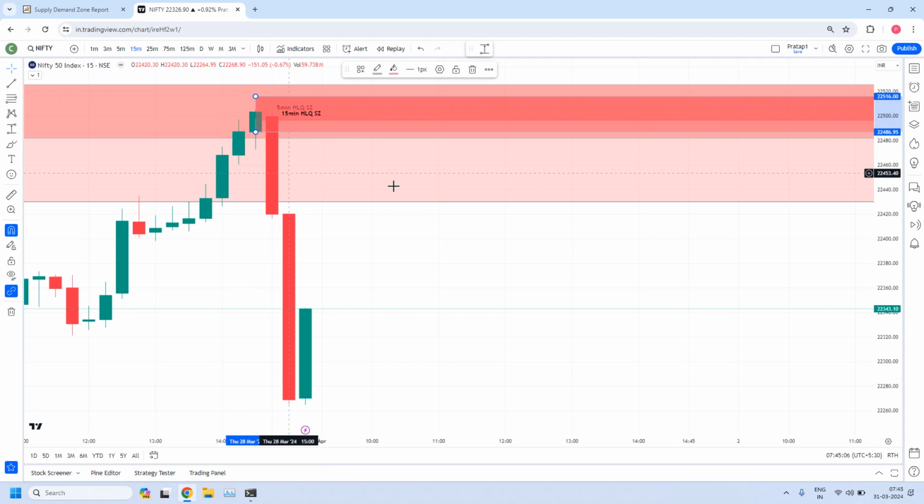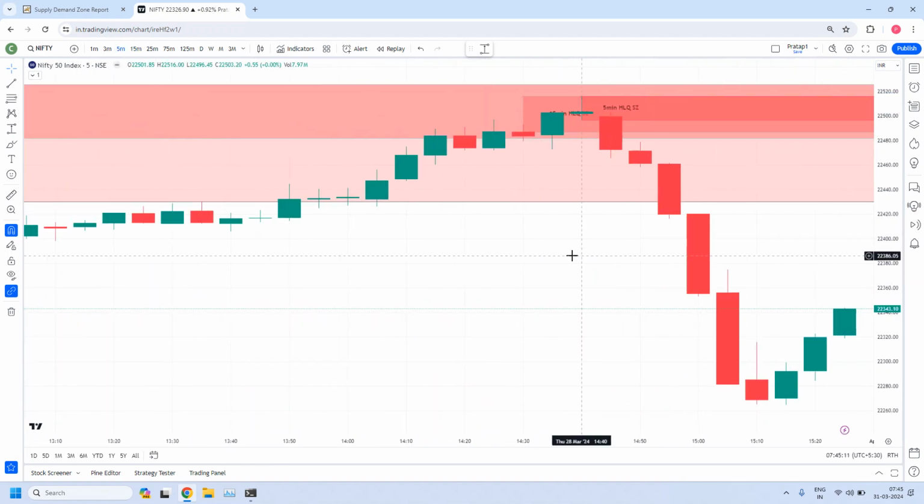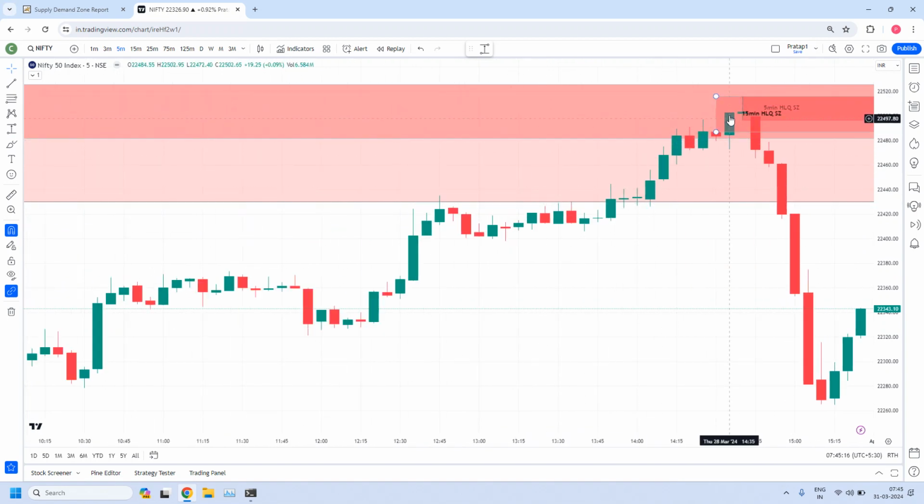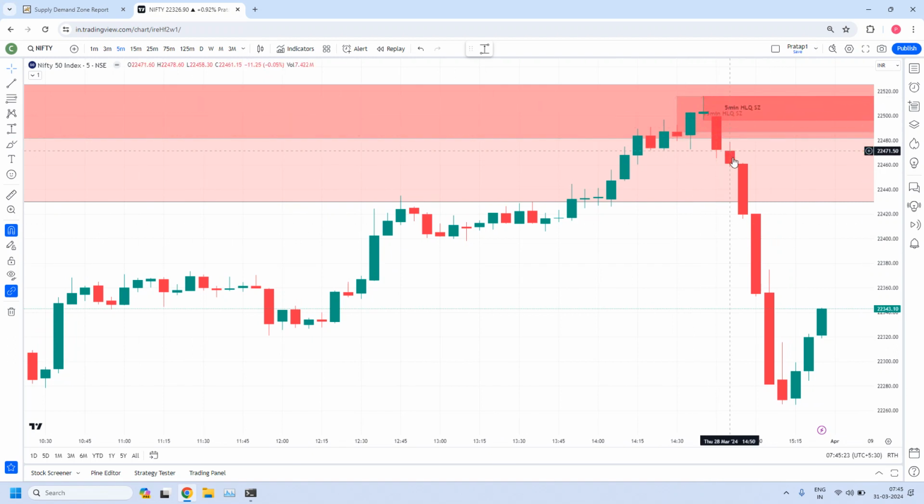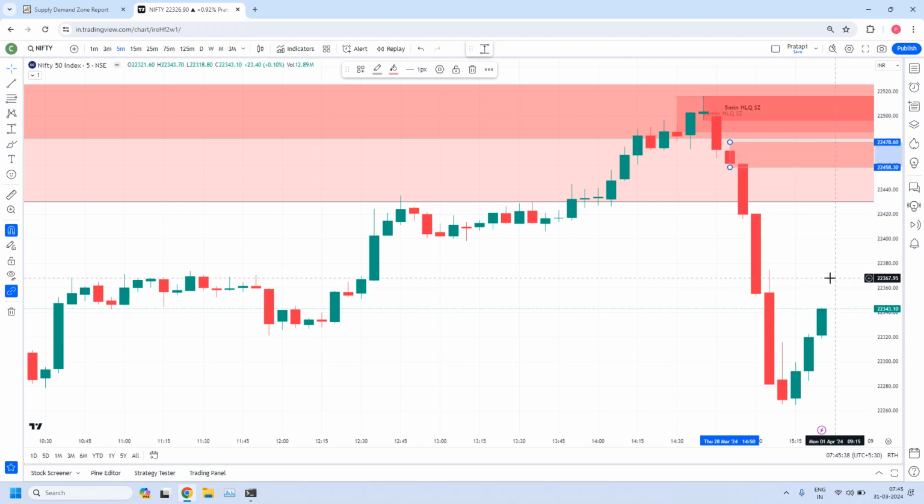Now inside this, we have a 5-minute zone. Inside 15 minutes, see, this is a 5-minute zone. You have a rally candle as a leg-in, you have a base, and you have a drop candle. And you may ask a question, can we draw drop, base, drop? You can draw, but this is not a fine-tuned zone.